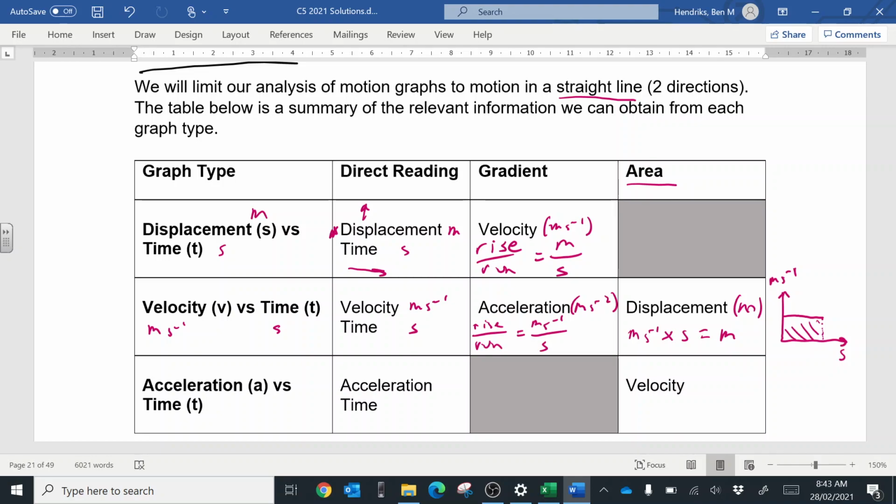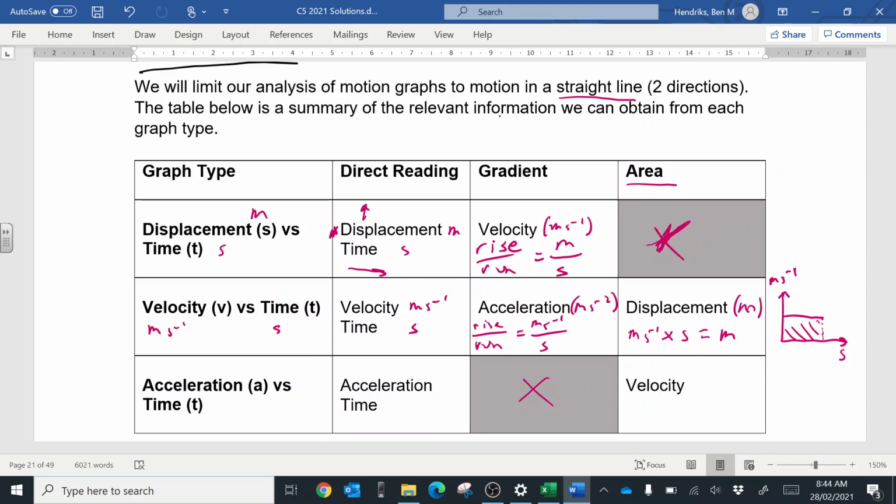So finally, so that's velocity versus time graphs. So finally, acceleration versus time. We're not going to worry about the gradient. If we've got these grayed out areas, it's because we're not worrying about, say, the area under the displacement versus time curve. So we don't need to worry about that, and we don't need to worry about the gradient on an acceleration versus time graph.